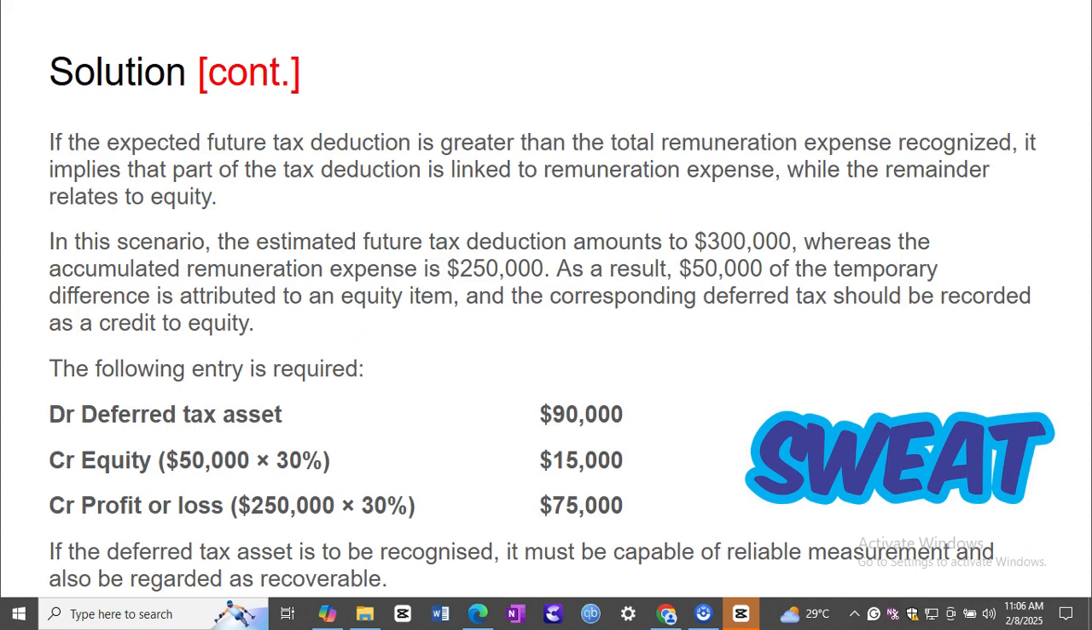You nailed it. But remember, this asset, we can only recognize it if it can be measured reliably and the company believes they'll actually be able to use it, meaning they'll have enough profit in the future to offset against this tax benefit. Just like any other deferred tax asset, got to be cautious. Make sure it meets the criteria before we put it on the books. Exactly. Share option schemes are a great illustration of how those timing differences between accounting and tax can create deferred tax assets.